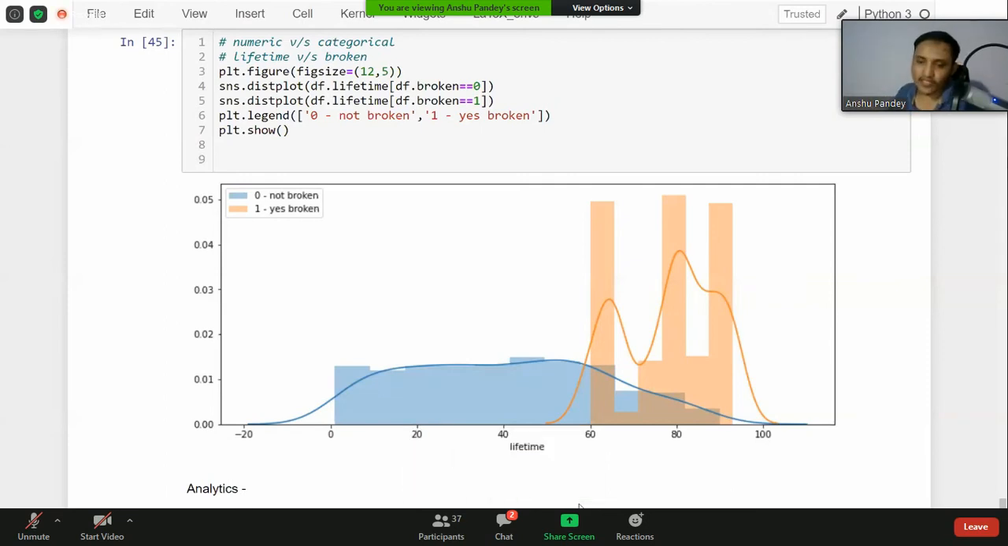As you can see, after 60 months, the probability of damage is quite higher compared to the probability of not damaged. The line represents the probability plot. You can see that after 60 months, the blue is lower than red. Red is quite higher than blue. That means the probability of machines getting damaged is quite higher after 60 months compared to the machines not getting damaged. Are we good with this?